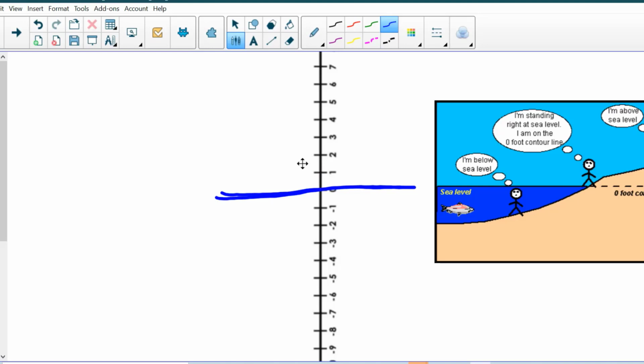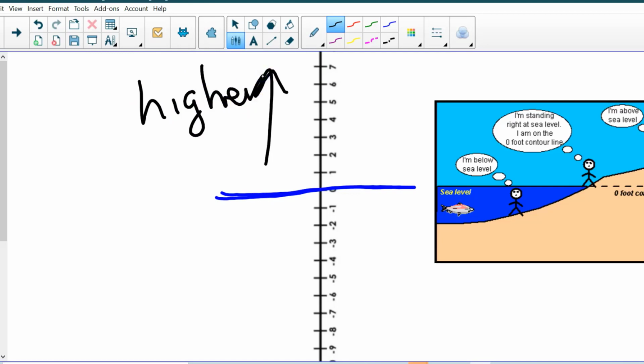Now, you've obviously done comparing positive numbers to see which are greater. So the higher you go on the number line, the greater the number is, right? You are getting up into the air if you're thinking sea level or ground level. So the higher you are on the number line, the higher the number value is.